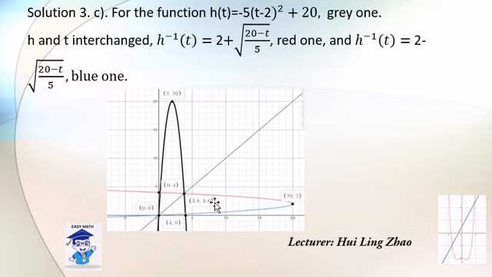So we can see that the inverse relation is not a function, because when we draw a vertical line, there are two intersection points.